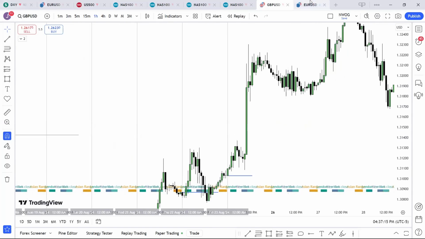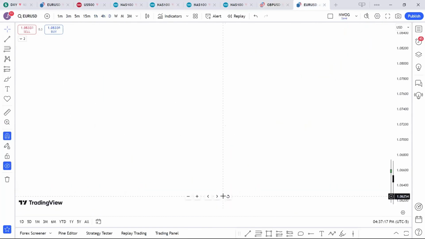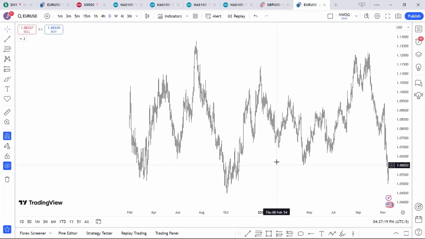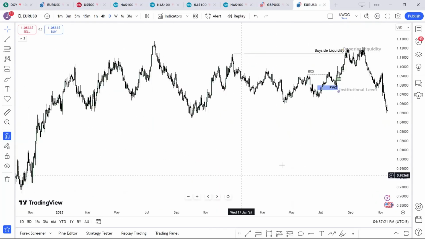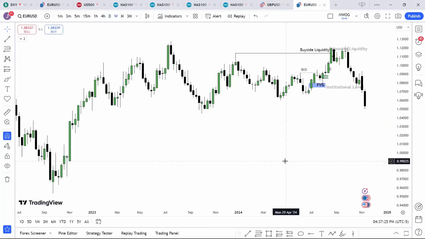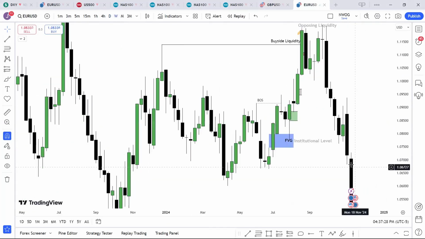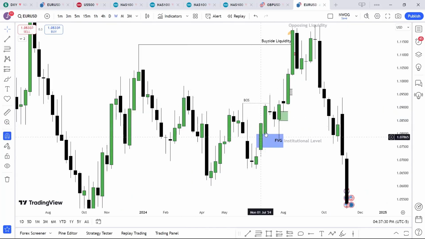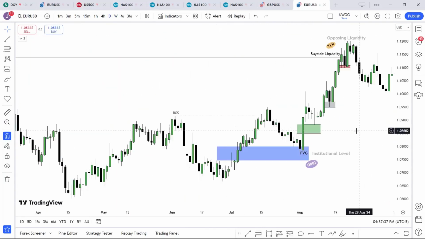Now, I'm going to show another example, which is the euro, just for the sake of completeness. We can see an example here again. This is an institutional level. It's a weekly time frame, just like we saw. Okay, this is messy. But just from the example I gave in the slides, you can see this is the fair value gap. So let's go to the daily time frame.